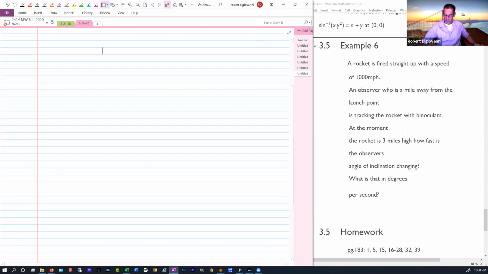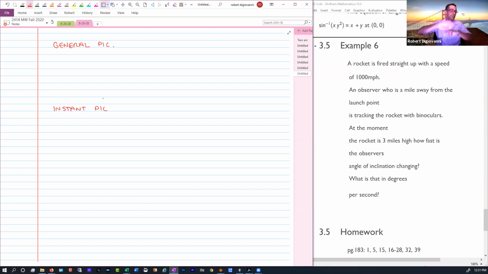Okay, so let's just first get a general picture of what's happening. When I do related rate problems, I usually have a couple of things I get down. First of all, a general picture. Then I do an instant picture. The first picture is like me imagining everything moving. And then the instant picture is like me taking a snapshot in time at a specific moment, because this wants to know something about a specific moment. It says at the moment the rocket is 3 miles high, how fast is the observer's angle of inclination changing?